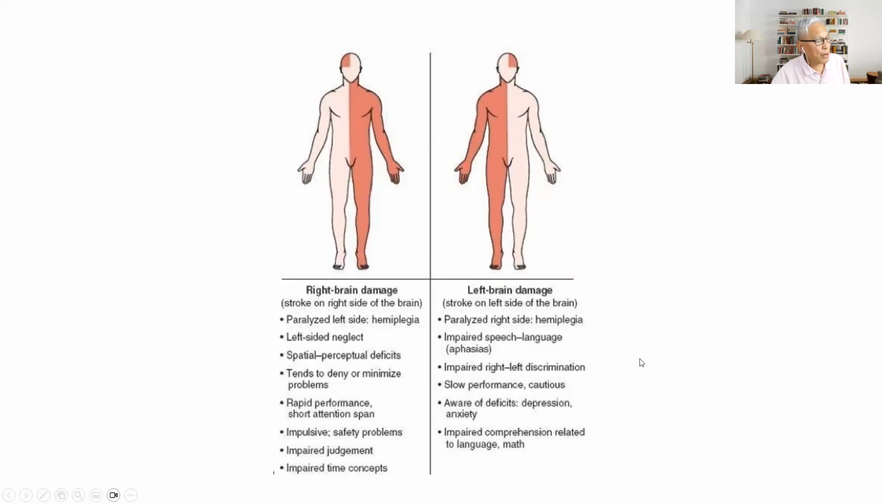The one with left brain, left hemispheric damage, is going to have paralysis on the right side, impaired speech and language, and they're going to be slow in performance, cautious, and have impaired comprehension related to language. So the other L. Okay.